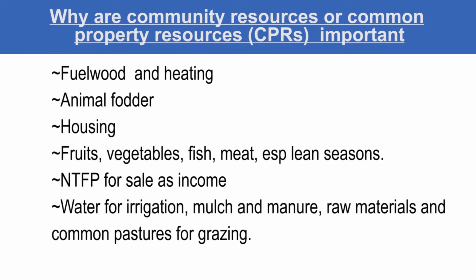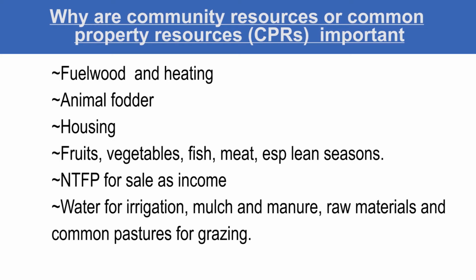Number 1, the fuel wood and shrubs available from them are used for cooking and heating. Number 2, grass, leaves and shrubs are used as animal fodder. Number 3, bamboo, small timber and palm leaves are used for housing. Number 4, a variety of fruits, vegetables and fish for sustenance, particularly during the lean season.